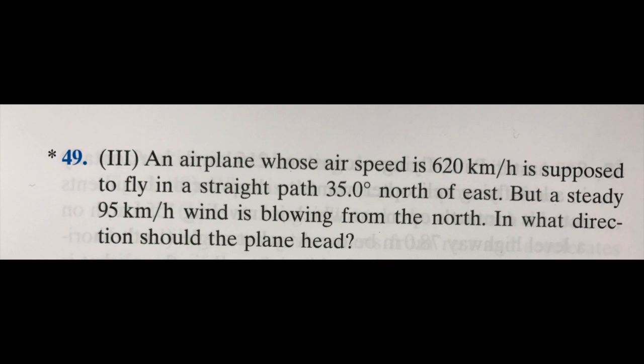An airplane whose airspeed is 620 kilometers per hour is supposed to fly in a straight path 35 degrees north of east, but a steady 95 km per hour wind is blowing from the north. In what direction should the plane head?